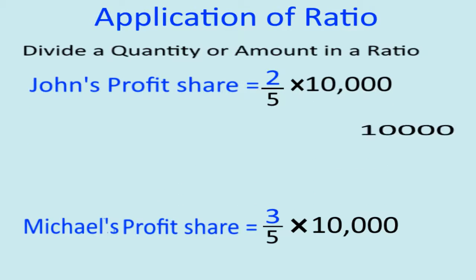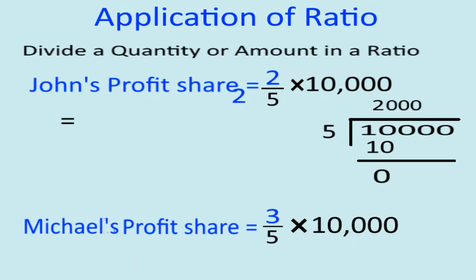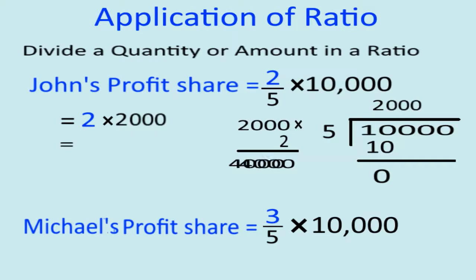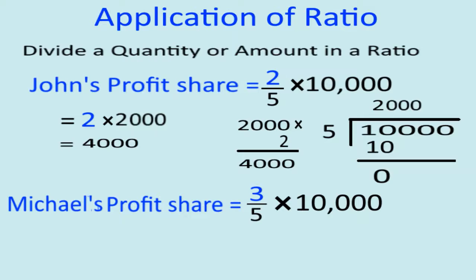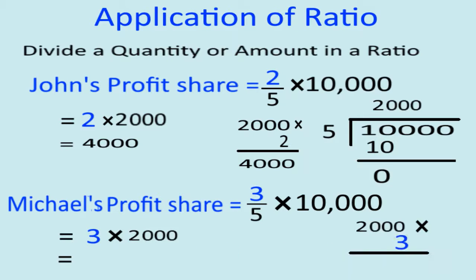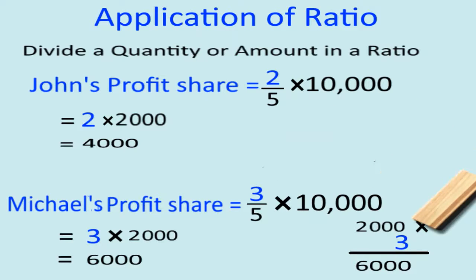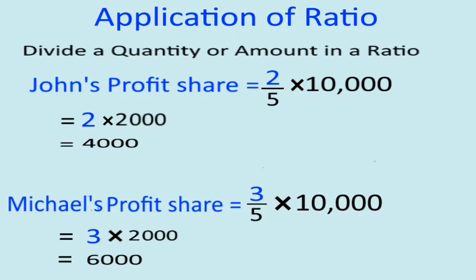On simplifying we will get Michael's profit share as well. So when the total profit amount 10,000 is divided in the ratio 2:3, John will get 4,000 and Michael will get 6,000.